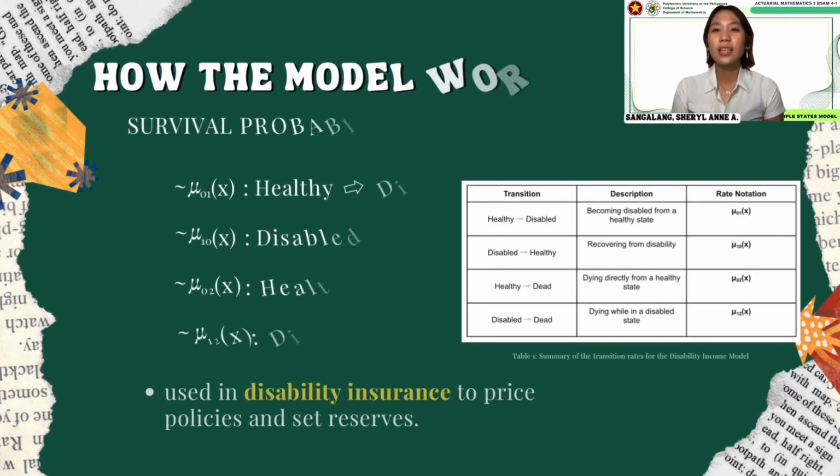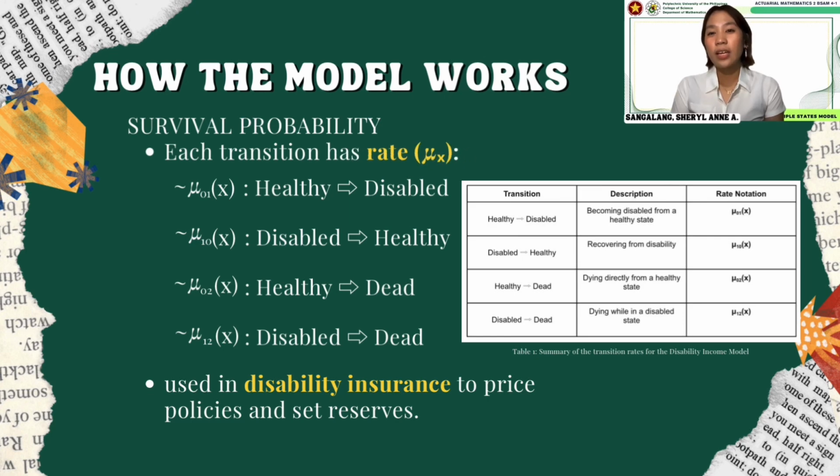Each transition between states has an associated intensity or rate, similar to the force of mortality in the single decrement model. For example, mu sub 01 of x is the rate of moving from healthy to disabled at age x. Next, mu sub 10 of x is the rate of moving from disabled to healthy at age x. Next, mu sub 02 of x is the rate of moving from healthy to death at age x. Mu sub 12 of x is the rate of moving from disabled to death at age x.